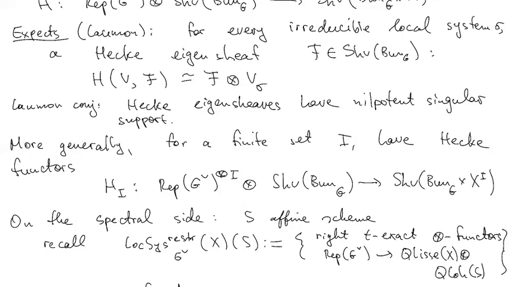This is the content of one version of the geometric Langlands conjecture for function fields. So for GL_n, this is true, for instance, which is Frenkel, Gaitsgory, Vilonen.